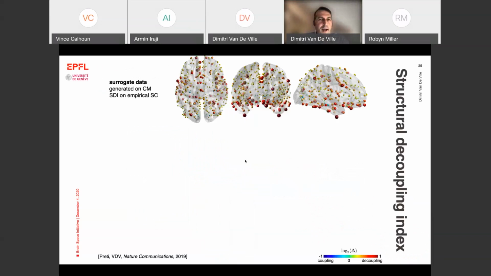Okay, so if you apply the structural decoupling index to the surrogate data that is generated on the configuration model, but analyzed with the structural decoupling index that is using the information from the empirical structural connectome, this is what you get, a very red pattern, meaning that all nodes are very much decoupled or liberal with respect to underlying structure. And that makes, of course, perfect sense because the surrogate data didn't respect the smoothness that is in line with the empirical structural connectome.